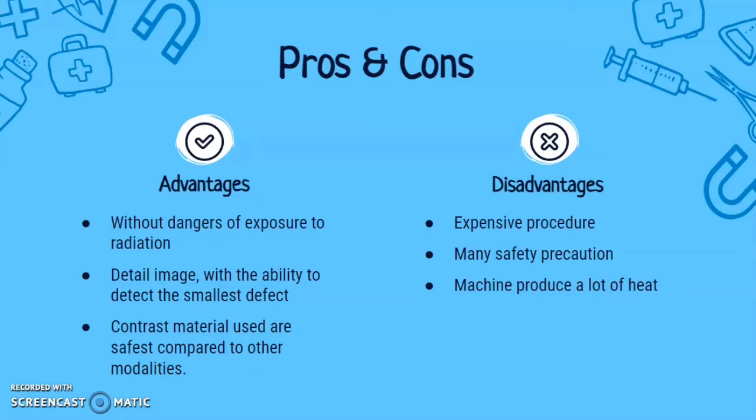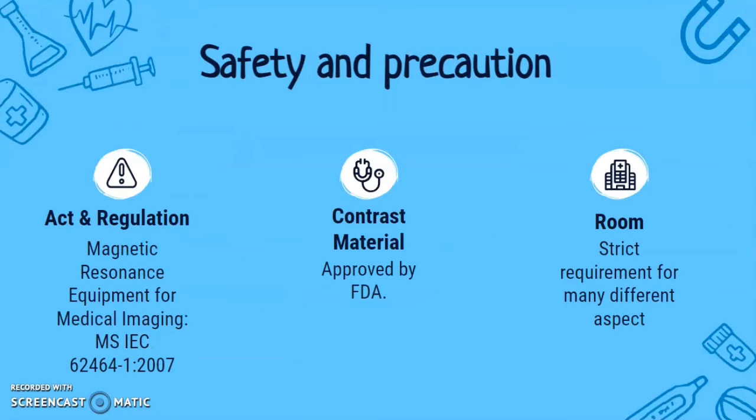Finally, the safety and precautions of the MRI. The first point is that MRI is regulated by FDA, IEC, and Malaysia standards. Being a Class 2 medical device, it can potentially cause harm to humans, thus making it needed to be certified before even being marketed. Next is the contrast material. The contrast material needed to be approved by FDA before it can be given to the patient. Finally, the room of the MRI. There are so many strict requirements needed for the room to be certified, for the room to be according to the standards.